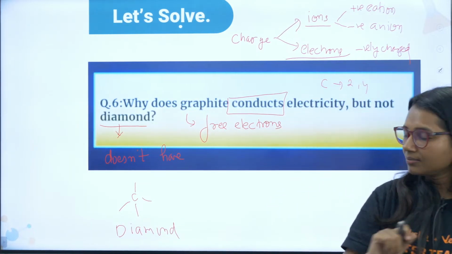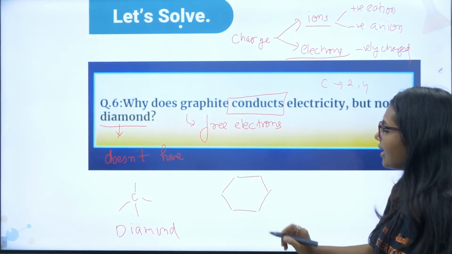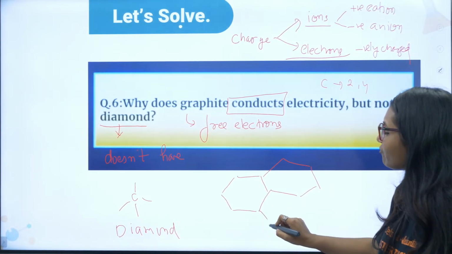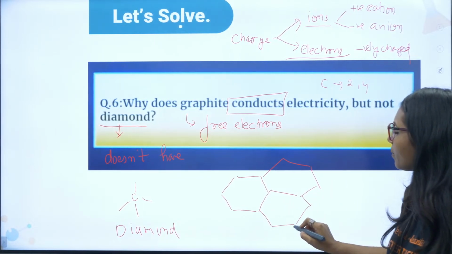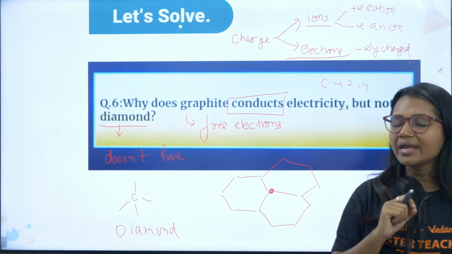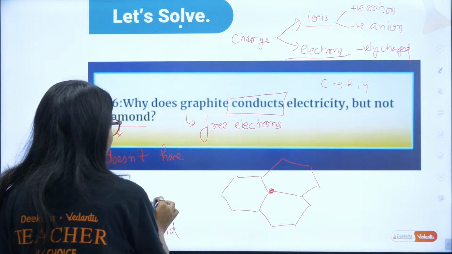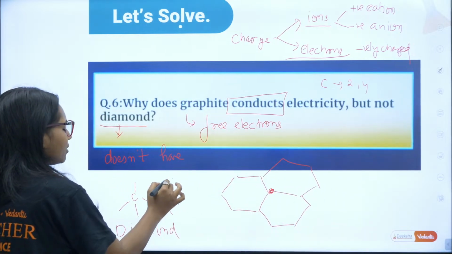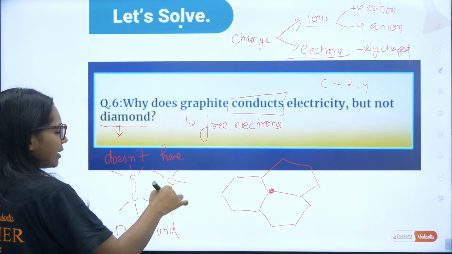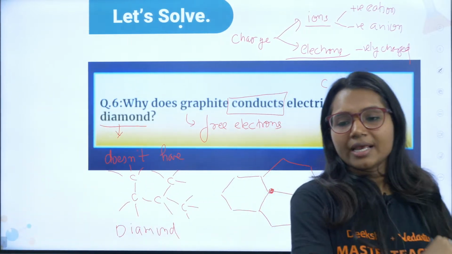But graphite is slippery in nature. Graphite is like this. Can you tell me, in case of graphite, one carbon is forming how many bonds? This is one carbon. My dear students, in case of diamond, this is the cage-like structure. Each carbon is bonded tetrahedrally. It is forming 4 bonds using all the 4 electrons.